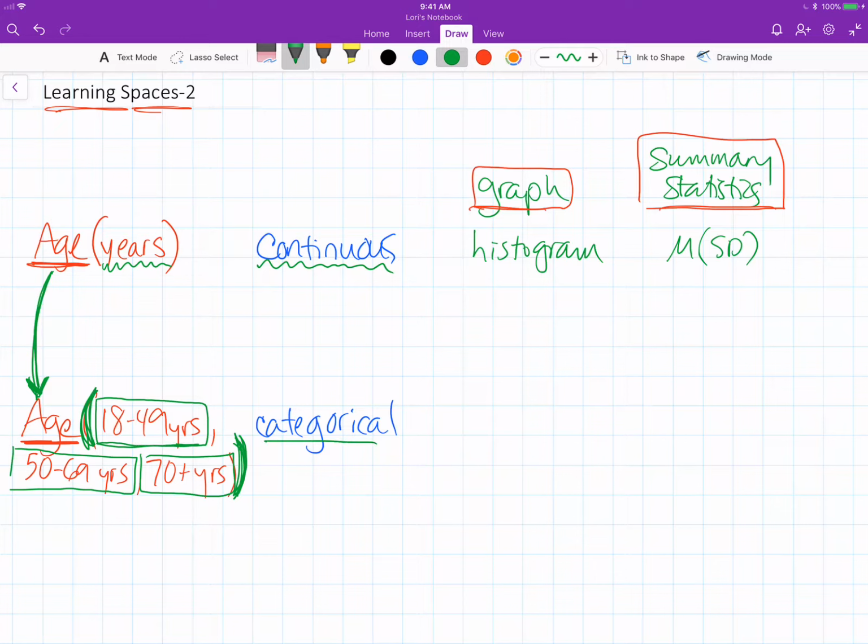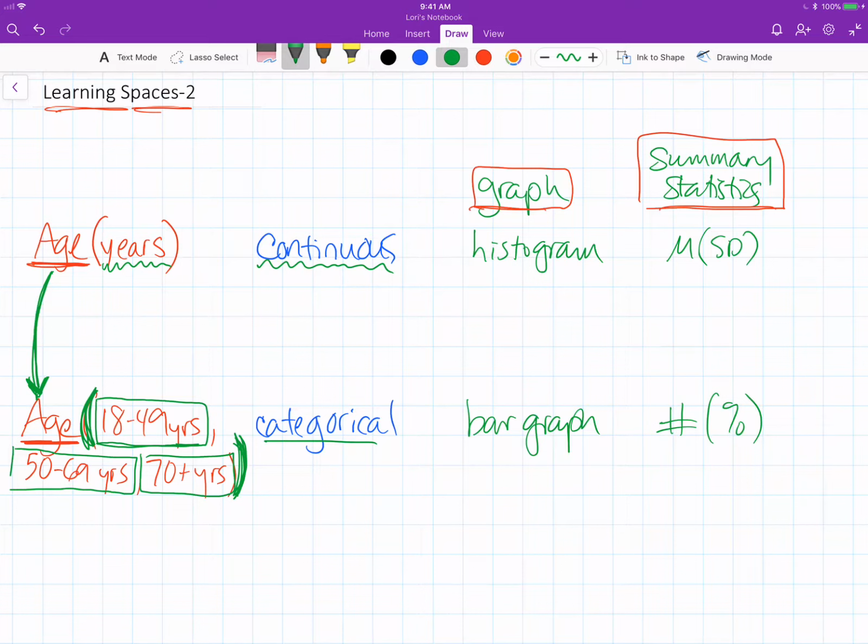And so now age, instead of requiring a histogram and a mean and standard deviation, this would be more of a bar graph. It could also be a pie graph, and we would look at the number and percent that go with that in terms of summary statistics.